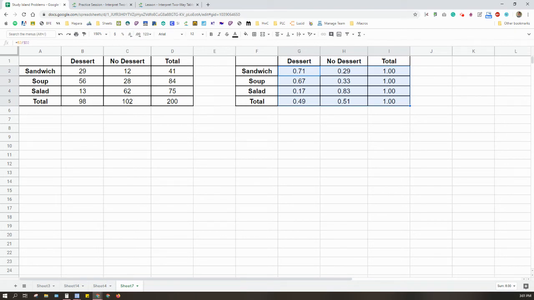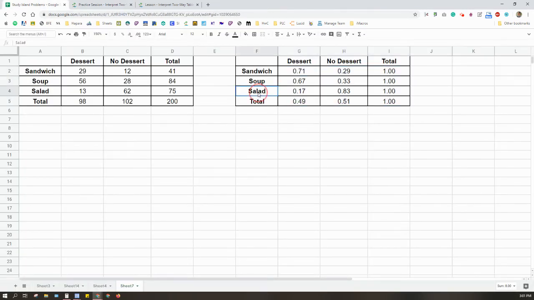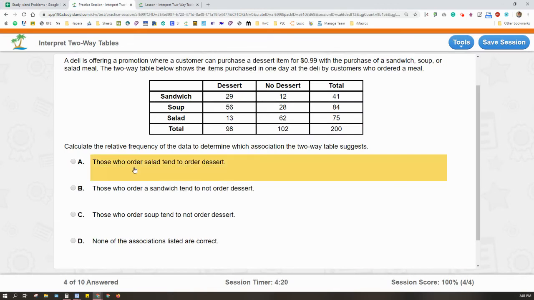So there we go. Let's now look at these relative frequencies and check out the problem. Those who order salad tend to order dessert. Is that true? Okay, well, those who order salad, how many of them order dessert? Only 17%. How many don't order dessert? 83% of them. So do the people that order salad, do they tend to order dessert? The answer is no. So we go down to here. Those who order salad tend to order dessert.